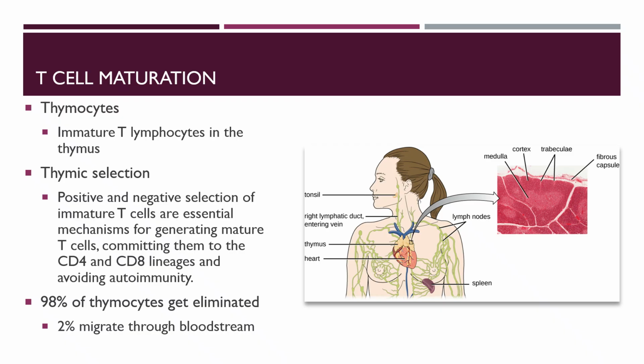If they are released and they are not selected correctly and they have the ability to activate the immune system on a harmless subject like one of your regular cells, that's the basis for autoimmune diseases. Autoimmune diseases are when your own immune system is attacking your own cells, and that's because T cells didn't go through this process of thymic selection correctly.